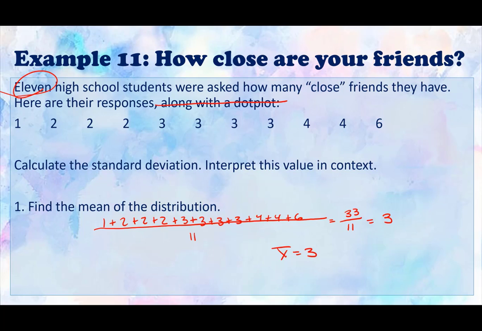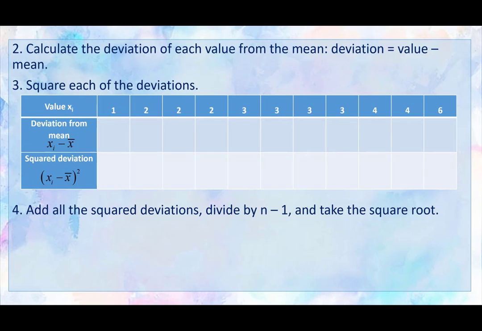Wasn't that difficult, hopefully, because you guys learned all about mean yesterday. So now we're going to calculate the deviation of each value from the mean. So remember that we know that our mean is 3. Okay, so what we're going to do is take each value, which is here in this top row, and subtract the mean.